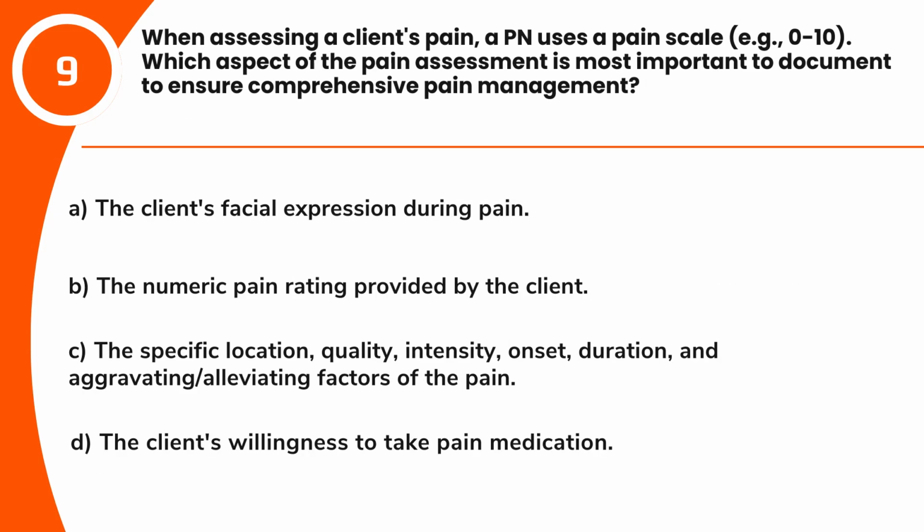Question 9. When assessing a client's pain, a PN uses a pain scale, e.g., 0 to 10. Which aspect of the pain assessment is most important to document to ensure comprehensive pain management? A. The client's facial expression during pain. B. The numeric pain rating provided by the client. C. The specific location, quality, intensity, onset, duration, and aggravating/alleviating factors of the pain. D. The client's willingness to take pain medication.